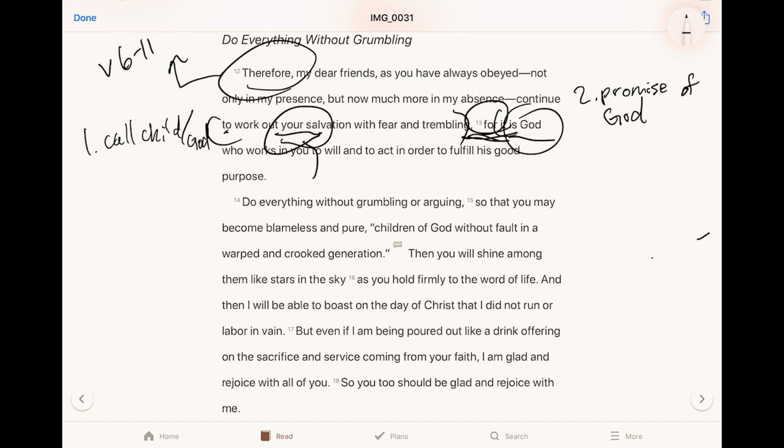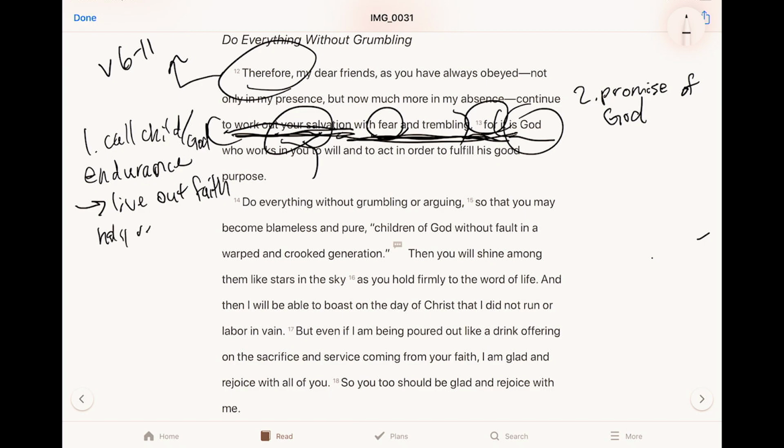The call is then to work out your salvation. There's a sense of endurance and an active motion to live out our faith. And we do this with fear and trembling. Now, from previous contexts, I understand that fear is not out of a worldly one, but out of a holy reverence to the name above all names, because we remember Christ's work on the cross.